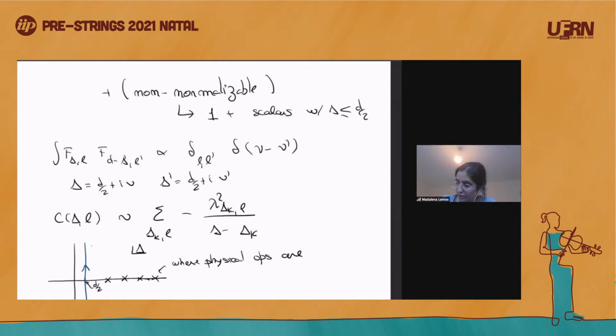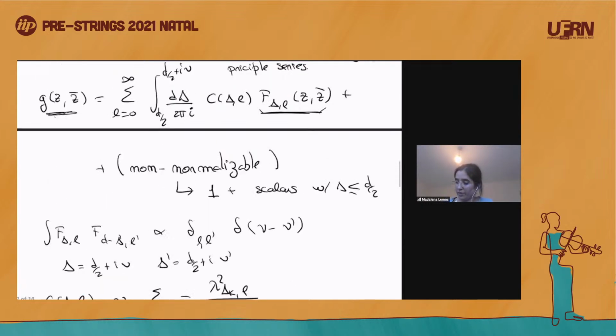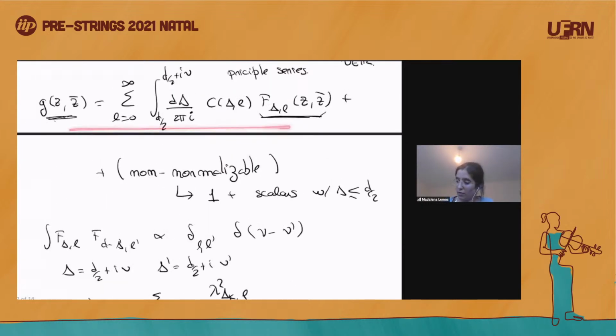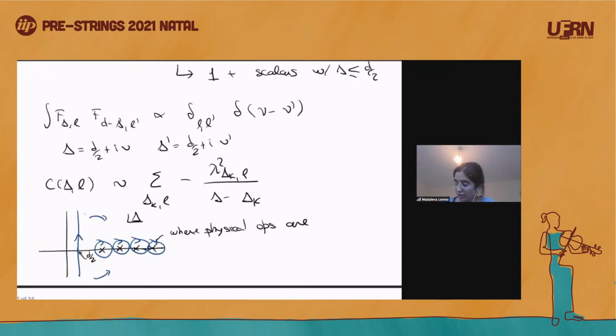So I can now recover the normal conformal block expansion just by deforming this contour such that I pick up all of these poles. And so I go from this presentation here where C delta L has poles where all of the operators are, with residues that are minus the OPE coefficient, such that when I close the contour like this, I just get the usual sum over blocks.